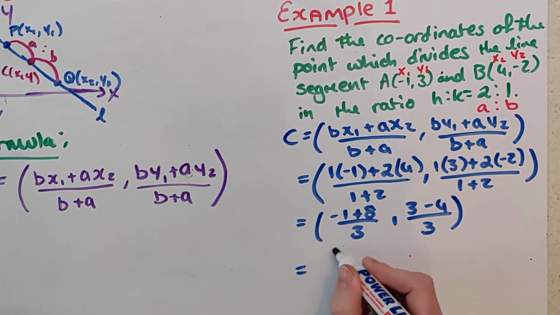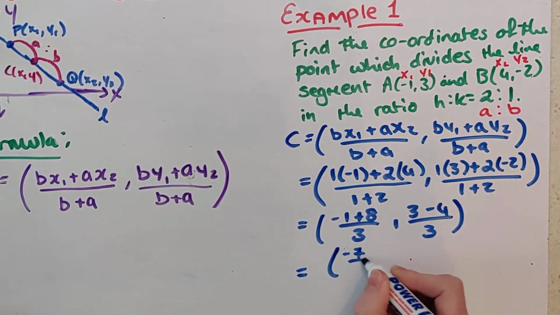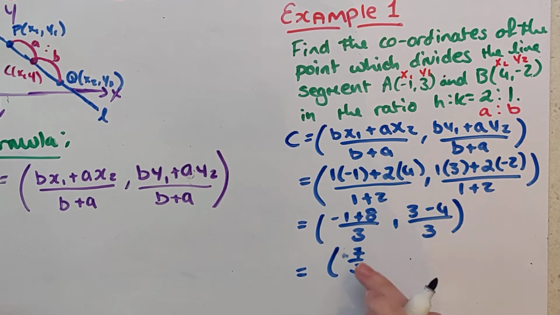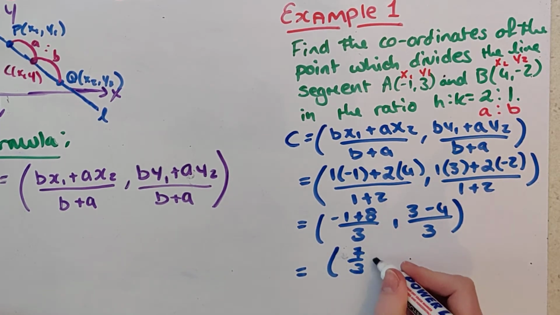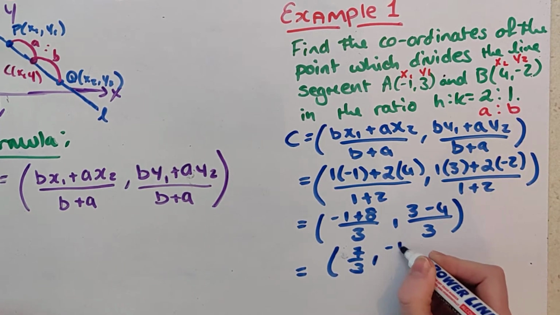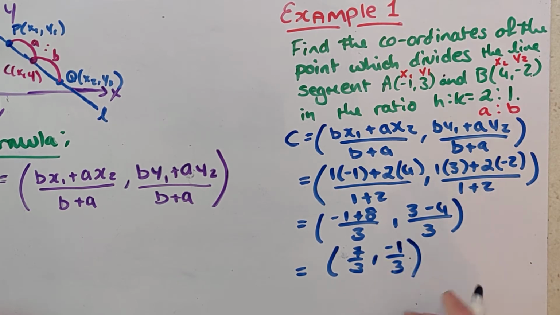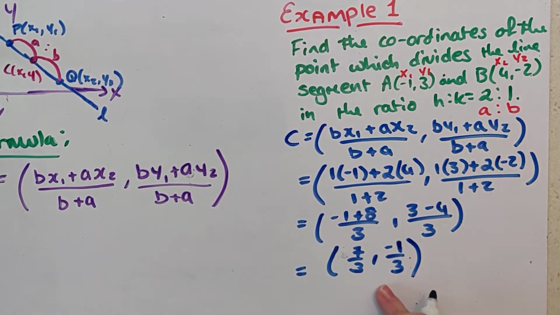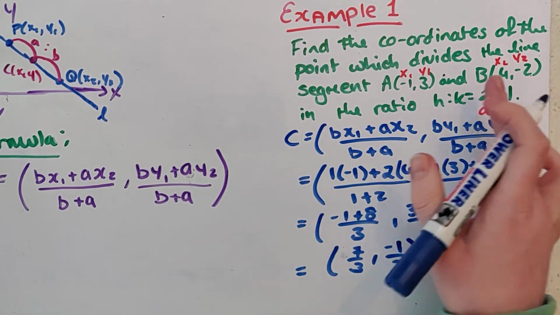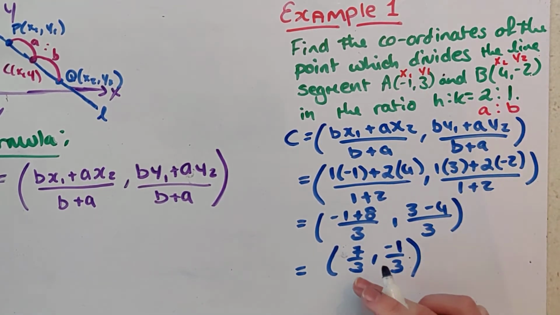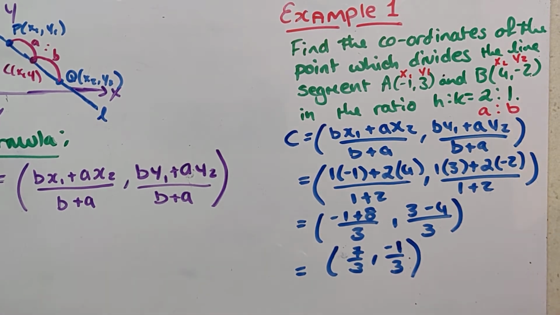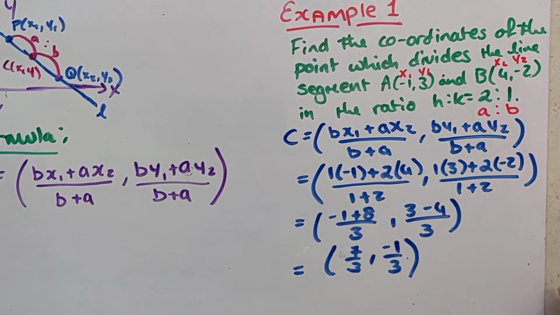So now my final answer is going to be 7 over 3, because 8 minus 1 is 7, and 3 minus 4 is -1 over 3, which means the coordinate I would have if I divided the line AB in the ratio 2 is to 1 would leave me with the coordinate (7/3, -1/3). Okay? So take a minute, guys. It is a new formula. Go back through it and then we're going to try a few. But now for a second we're going to look at example 2.